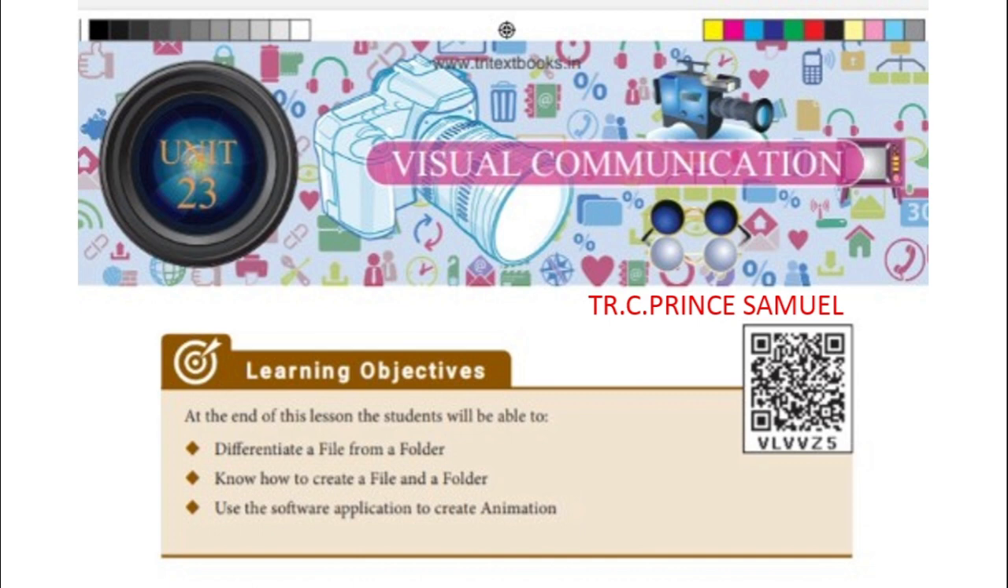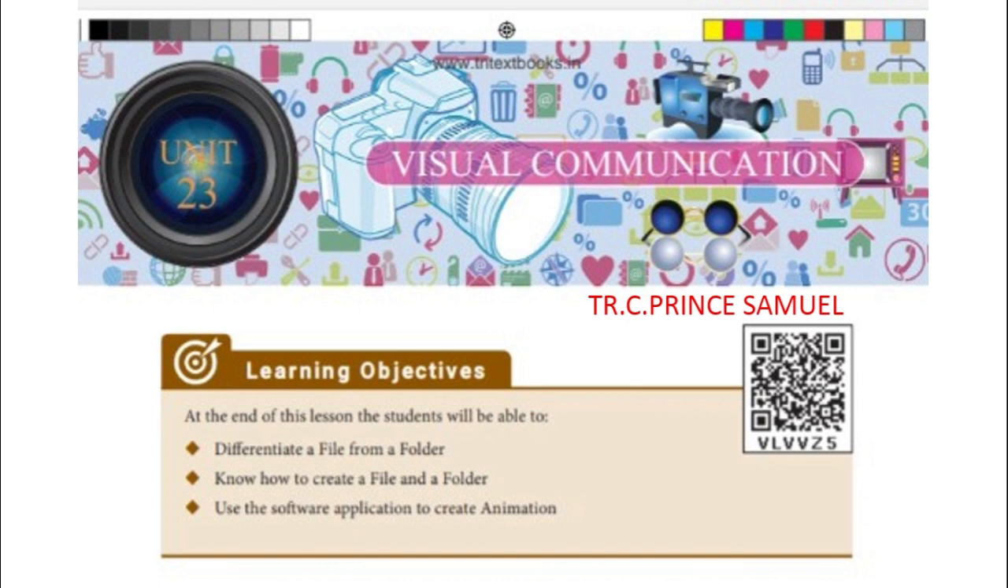In this module we will learn about 10th standard science unit 23, visual communication lesson. The learning objectives of this lesson are: we can differentiate a file from a folder, know how to create a file and how to create a folder, and also learn to use software applications to create animations and all.